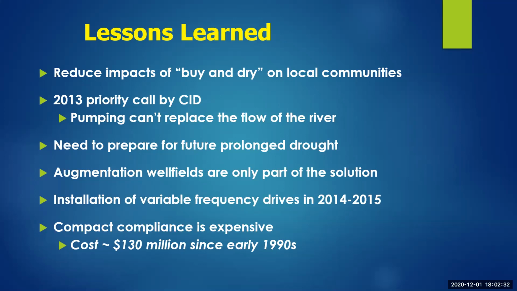Beyond the augmentation well fields, they certainly are only a small piece of the puzzle. I also wanted to comment that in 2014-15 we installed variable frequency drives on 10 of our wells at the well fields. Those are an improvement in terms of giving us a little bit more control of how we operate, and there's a real benefit there. And last, compact compliance is expensive. Over all of the years that the state has been working to ensure our compliance with the Supreme Court's decree, we've spent over $130 million. So it's a significant investment and something to be considered.